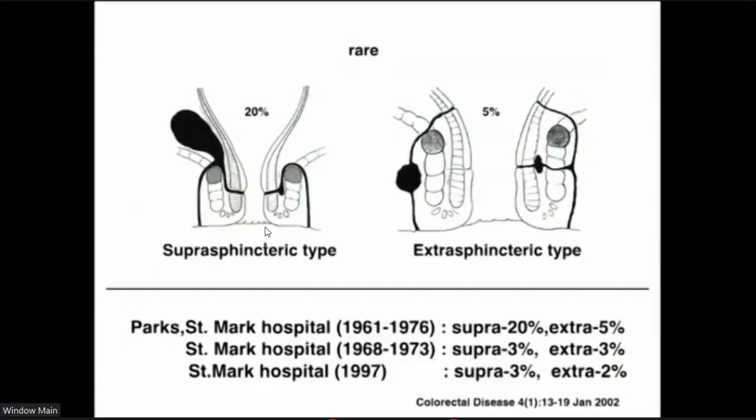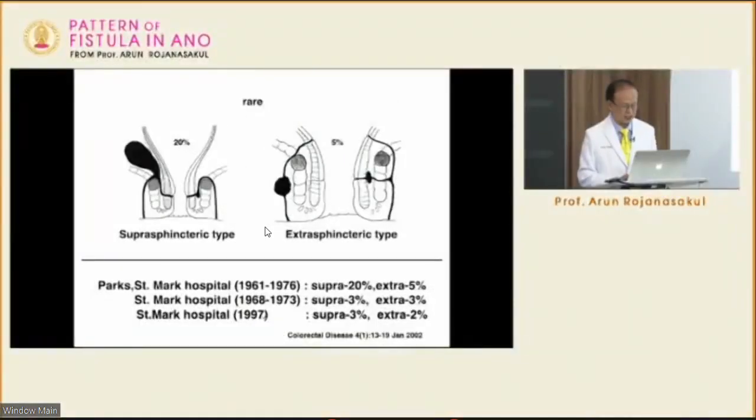This is the suprasphincteric and extrasphincteric report from St. Mark Hospital, by Parks. You can see in the first paper he reports suprasphincteric 20%, extrasphincteric 5%, but a few years later the suprasphincteric dropped to 3%, extra 3%. And in one year, 1997, the suprasphincteric was 3% and extra. So the incidence of supra and extra differs greatly within the same hospital. Why did this happen? I will explain.